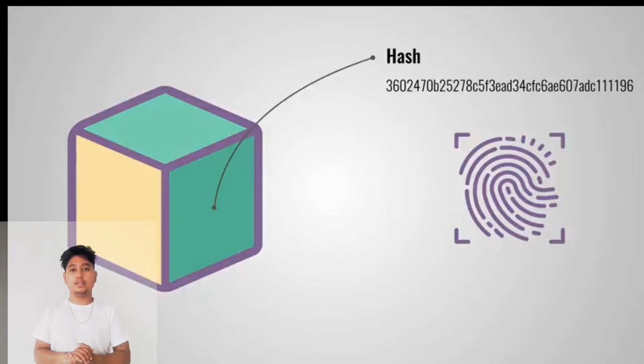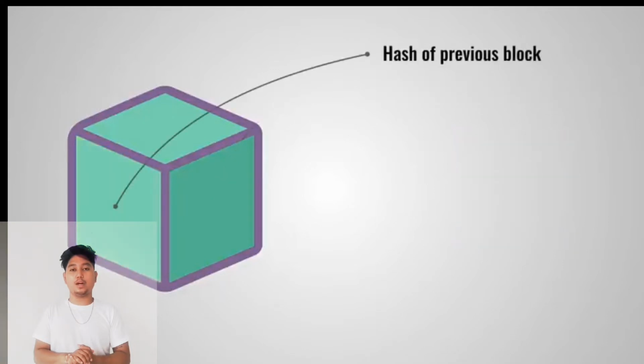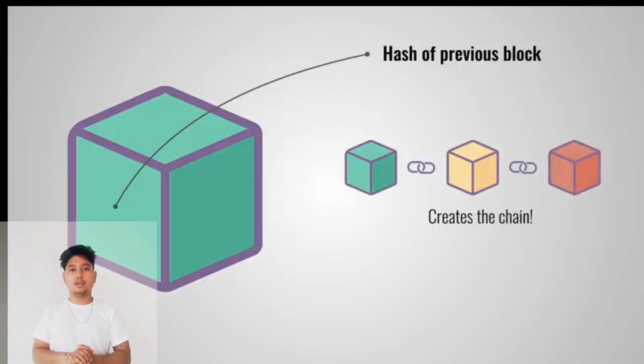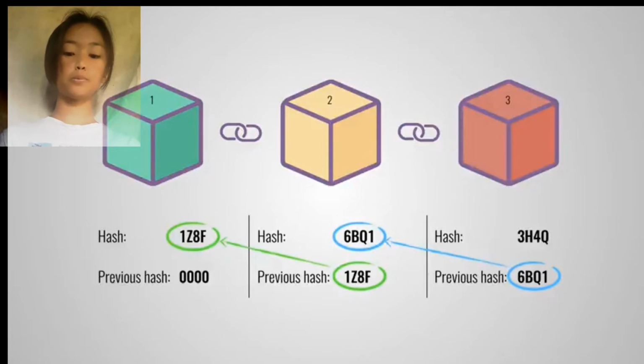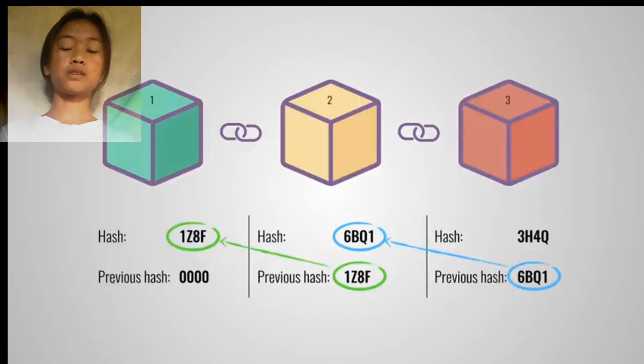The third element inside each block is the hash of the previous block. This effectively creates a chain of blocks, and it's this technique that makes a blockchain so secure. For example, we have a chain of 3 blocks. As you can see, each block has a hash and a hash of the previous block. So, block number 3 points to number 2, and number 2 points to number 1. The first block is a bit special. It cannot point to a previous block because it's the first one. It is called the Genesis block.